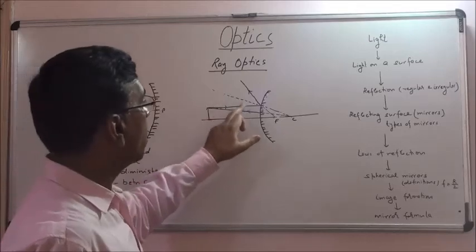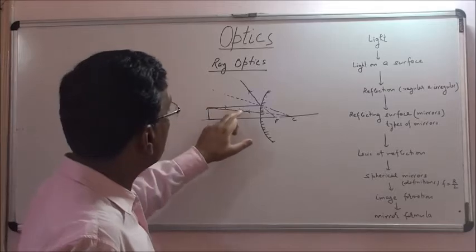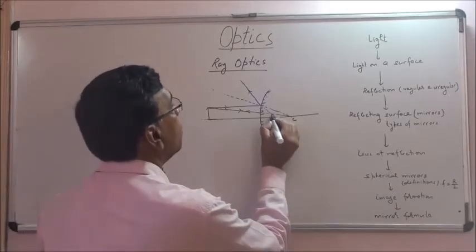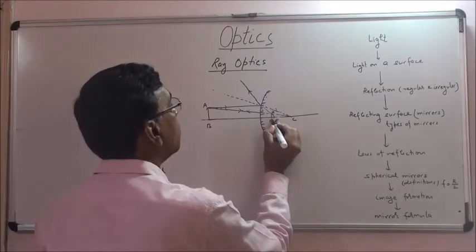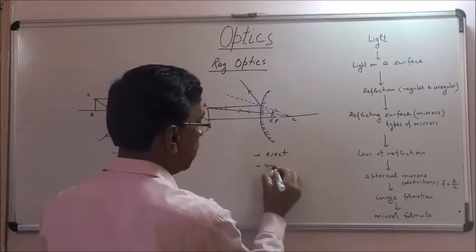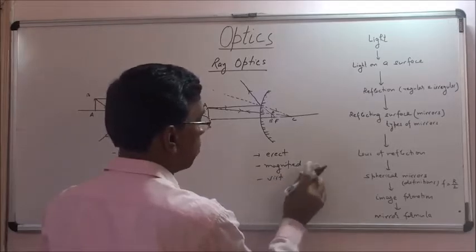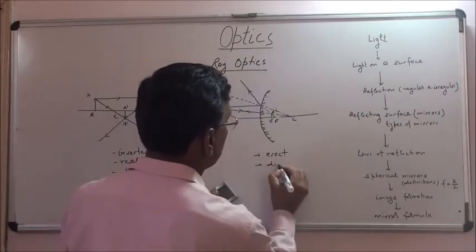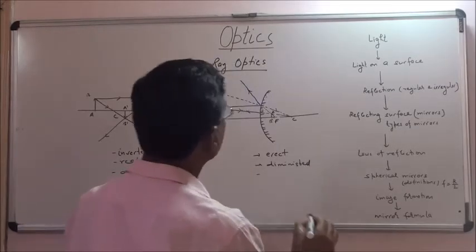So again, I have taken one parallel ray, it appears to come from focus. Another ray I have taken moving towards center of curvature, so it is falling normally, so it will return. And here they intersect, so this is the image, A dash, B dash. It is erect, it is diminished, and virtual.